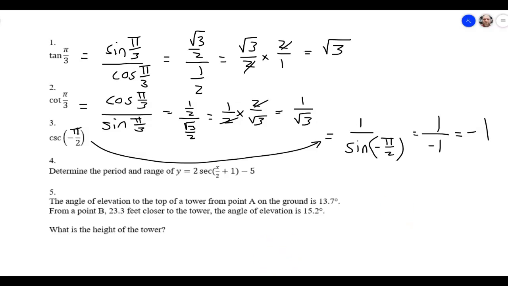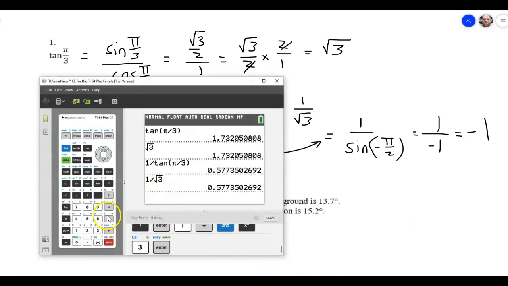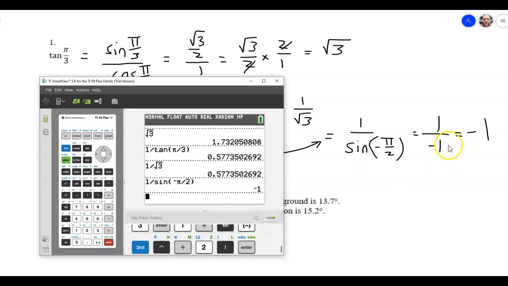And let's go ahead and check that in the calculator here. So we're going to do 1 divided by the sine of negative pi over 2. So negative pi divided by 2. And I should get a negative 1, which I do. So that one looks good.